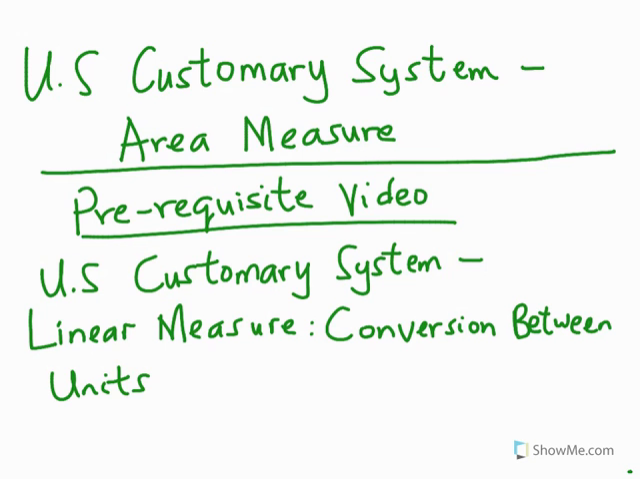When we talked about linear measure, we talked about one dimension. We considered just one dimension, which is the length or distance. Now, when we talk about area measure, we are considering two dimensions. Okay, we are considering two dimensions.